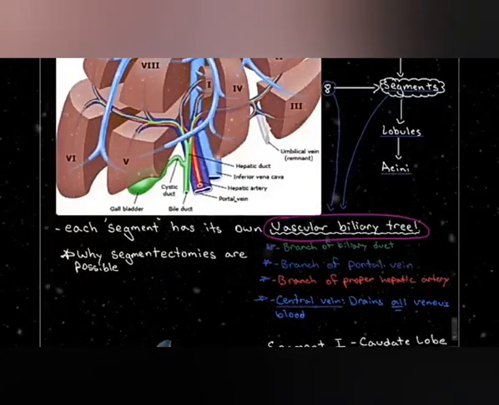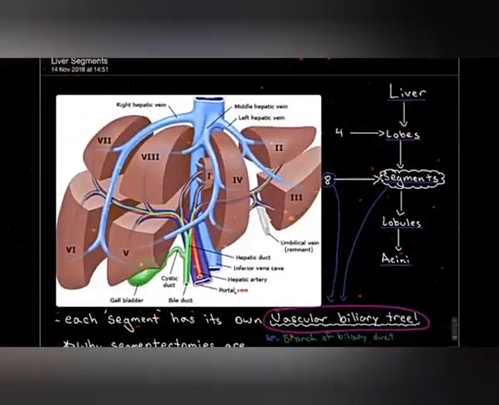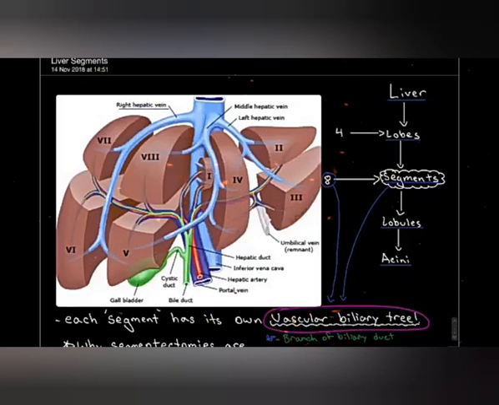And of course you have the central vein, which drains all of the blood into one of three hepatic veins, right, middle, or left hepatic veins. And these all drain their blood into the inferior vena cava. What's also important to know is that each one of these veins further subdivides the liver into divisions.